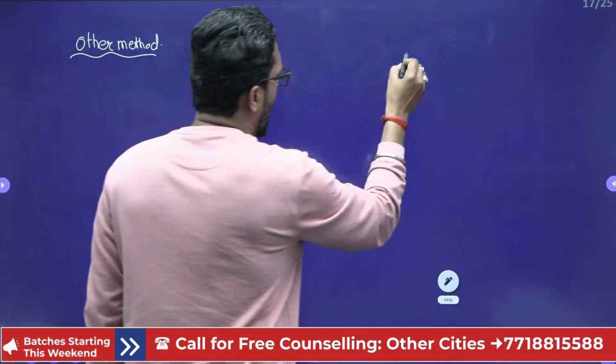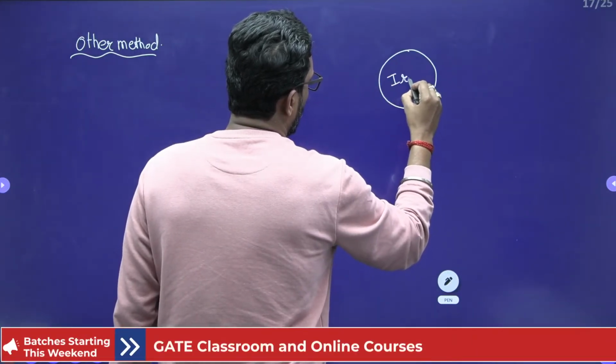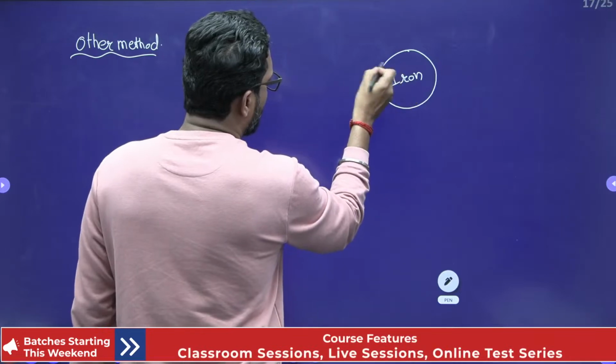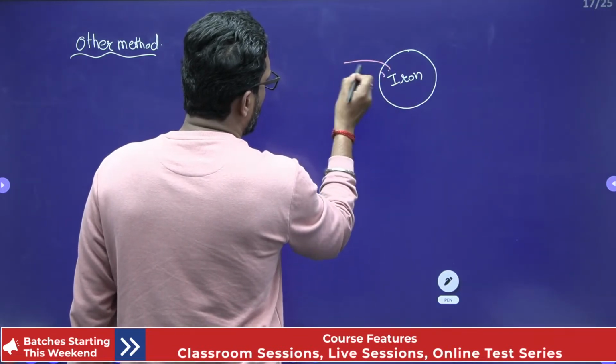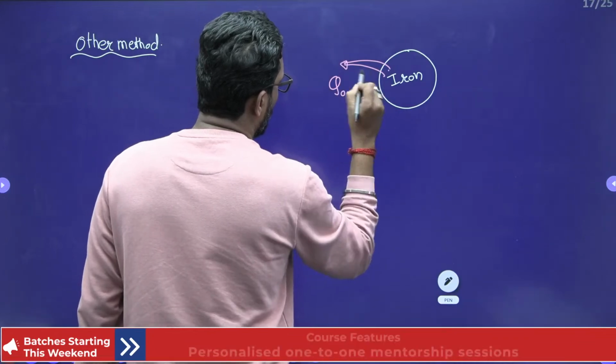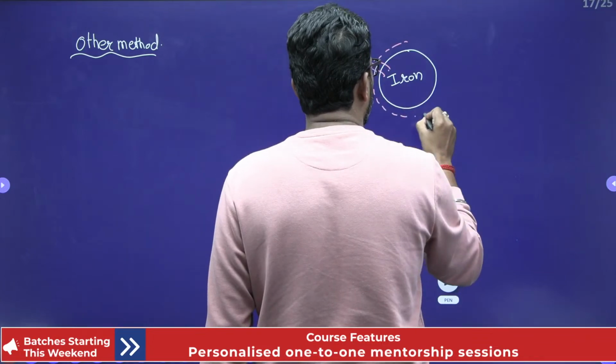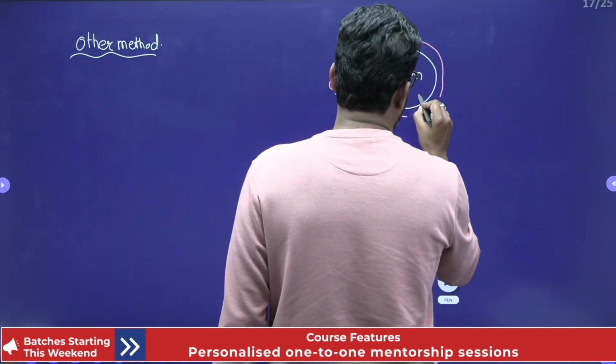Let's see, this is your iron block, and from the iron there is heat transfer, Q out, yes or not? And we take this iron block as a system.